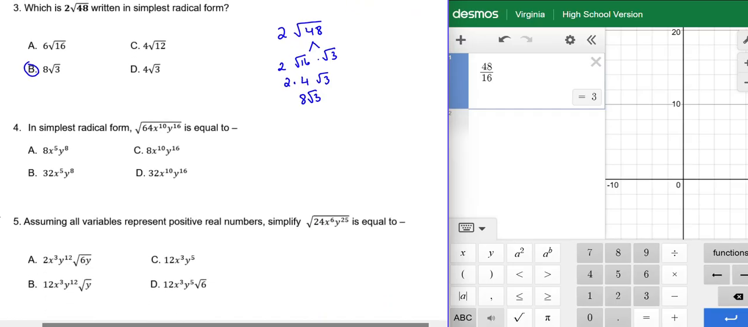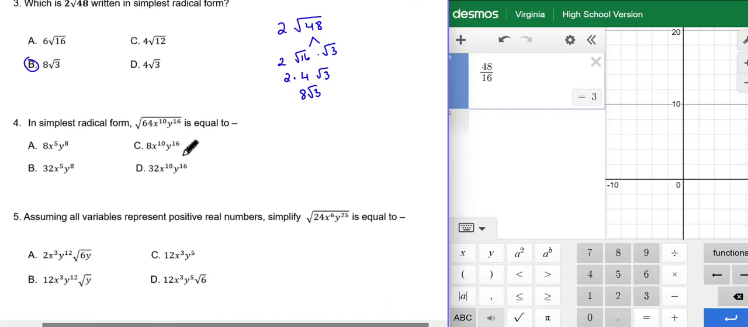All right, now we have some with variables. We have square root of 64 times all of this. So let me go ahead and break this down. I can go ahead and break down this radical by saying square root of 64 times square root of x to the 10th times square root of y to the 16.